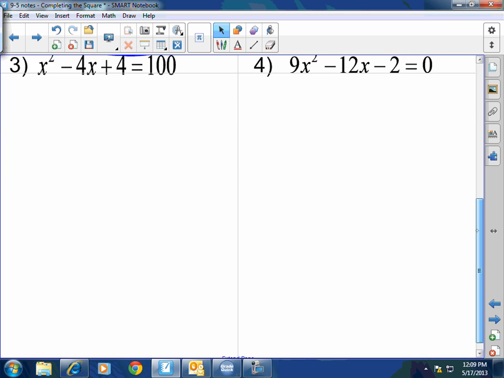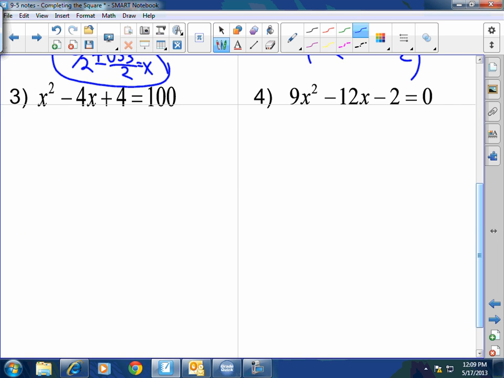Number 3. Okay, I like the way we're starting. Subtract 4 from both sides. Very good. You tell me, I'm your robot today. X squared minus 4x equals 96. Beautiful. You tell me what to do.